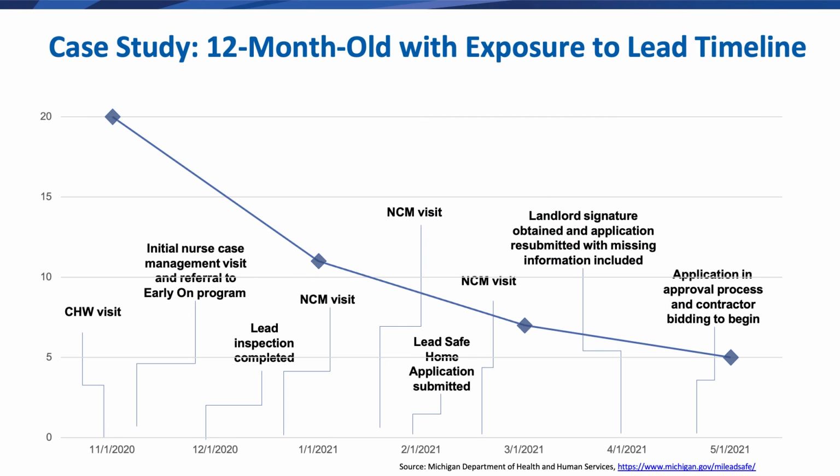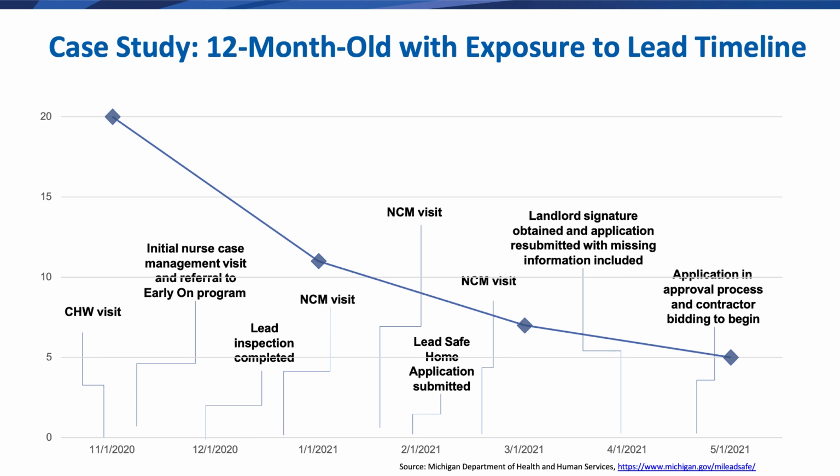So the child was referred to the local health department on November 12, 2020. On the same day, the community health worker provided education, referred the property for an environmental investigation, and provided the Lead Safe Home application. The nurse case manager completed the initial assessment on November 17, 2020, and by November 30, 2020, the environmental investigation was completed. The Lead Safe Home application was then submitted, and by this time, the child's lead level had decreased from 20 micrograms per deciliter to 11 micrograms per deciliter.